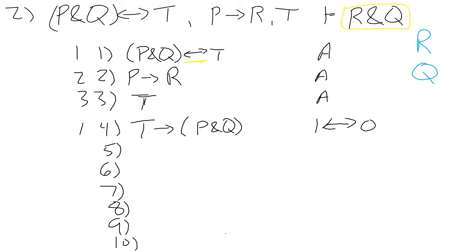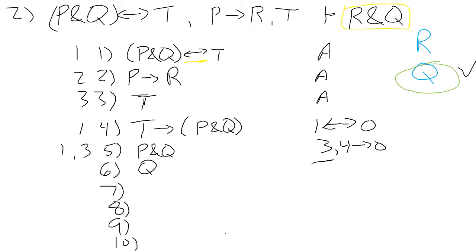So that's going to be from 1. And now we've got the antecedent for 1. We can get P and Q from 3 and 4, arrow out, 1 and 3. Now, I said I needed Q. So why don't I get Q out by itself, doing 5 and out.